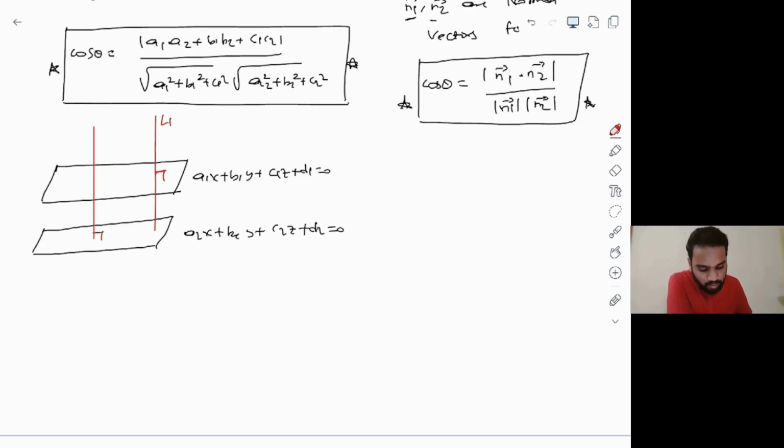Let's say this is L1 and this is L2, normal to the first plane and also the second plane. But what's the main observation? Can you imagine? Just imagine two planes which are parallel to each other. Now imagine their normals also.